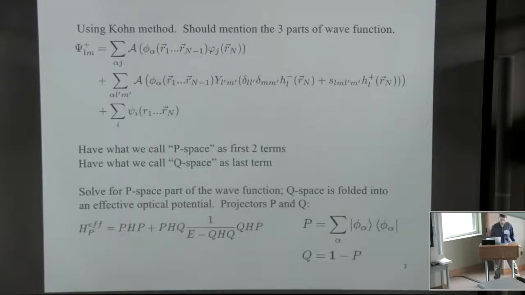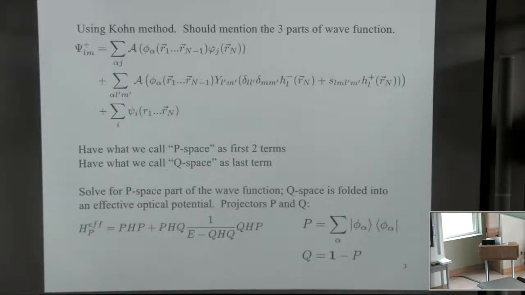Okay, beating a dead horse, but I have to write this. We have the close coupling expansion of the wave function that we use in the complex Kohn method, and importantly, we have these extra terms that go beyond the close coupling approximation. We have what we call P space, the close coupling approximation, and we call the last term Q space.